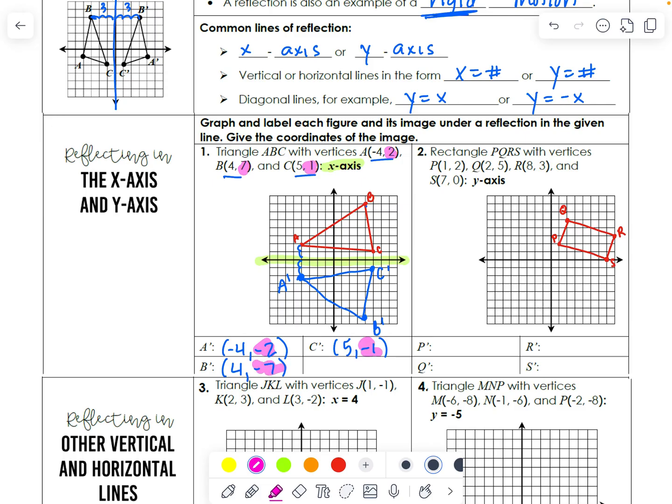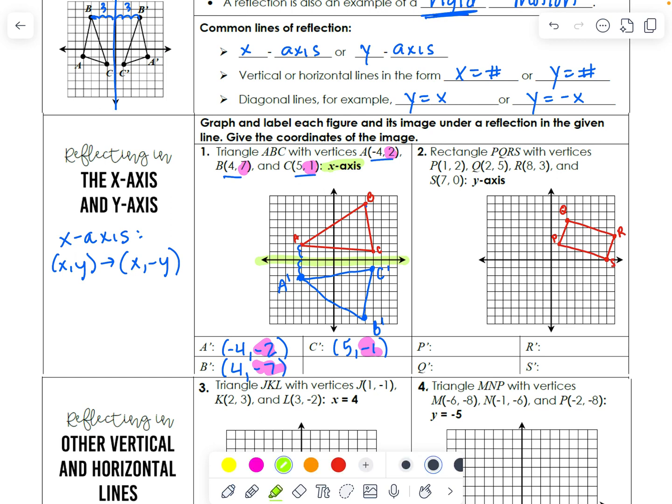So our rule that we can technically say when we're reflecting over the x-axis only, I take my original points, and when I reflect across the x-axis, I take the opposite of whatever the y-coordinates are. The x-coordinate remains the same. Okay, let's do the same thing for the y-axis and kind of see how our rule compares.